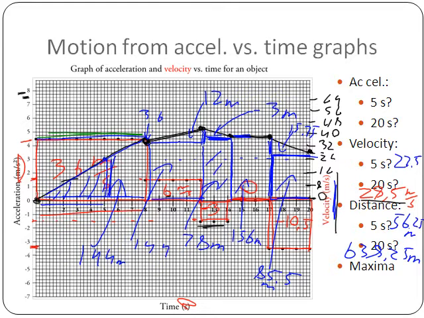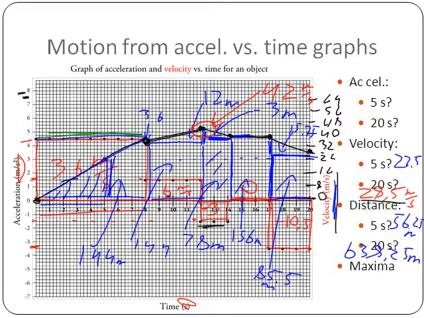For velocity, we create a velocity curve. That's our black curve on here. And on the velocity curve, the highest point is this point right here, where we found out that the speed is 42 meters per second. So our maximum on that is going to be 42 meters per second.